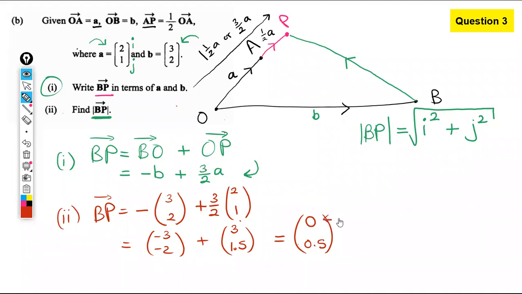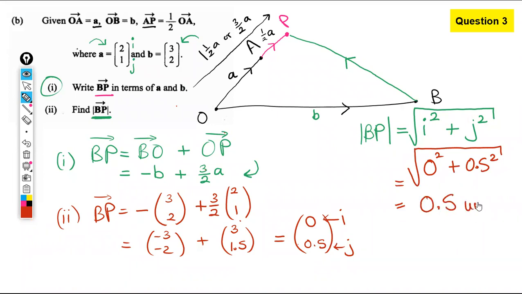So the top value is i, the underneath value is j. So we're going to say 0 squared plus 0.5 squared. Add those two values and square root it. When we work that out, I guarantee you'll get back 0.5, and you have to put the word units because we're finding magnitude. Magnitude means the length of the vector, and we don't know if it's centimeters or meters or kilometers. So we put the word units as a filler.